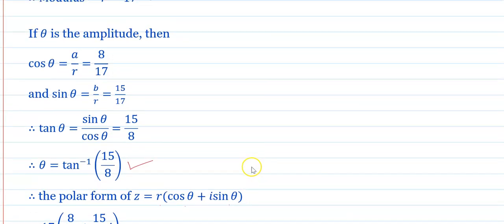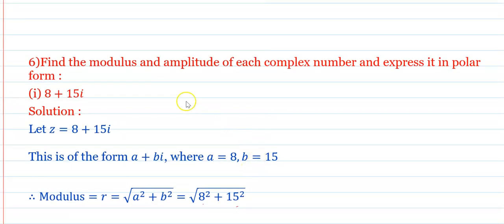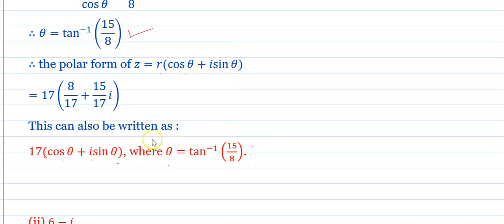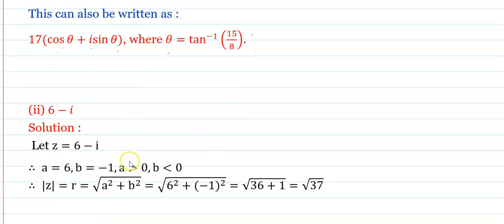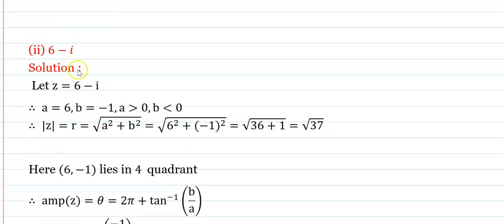And in this way, we can find the modulus and the amplitude of the complex number, and we can express it in the polar form. This is the polar form. Okay. Next, 6 minus i.